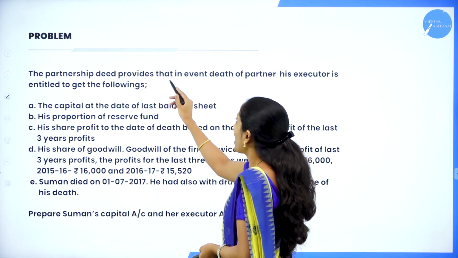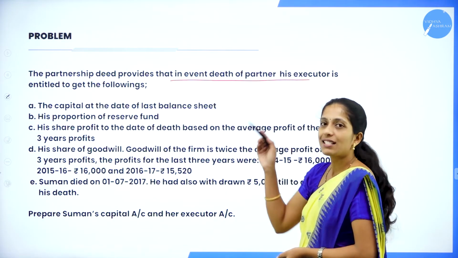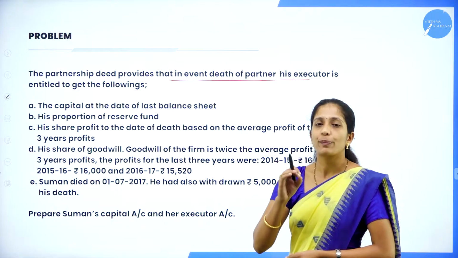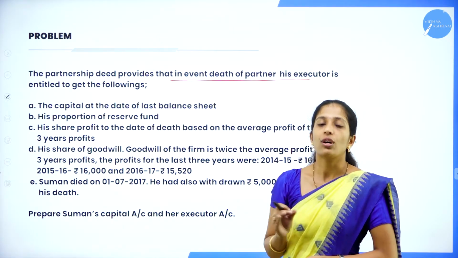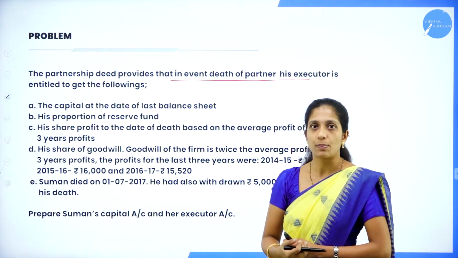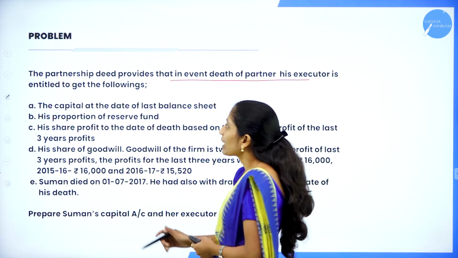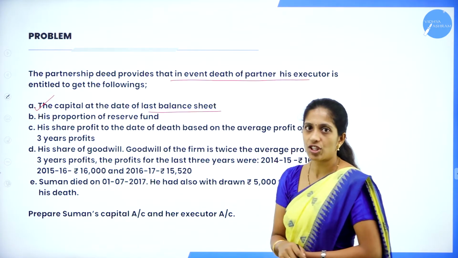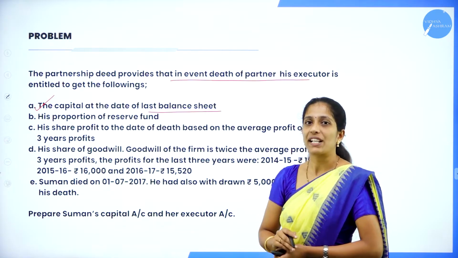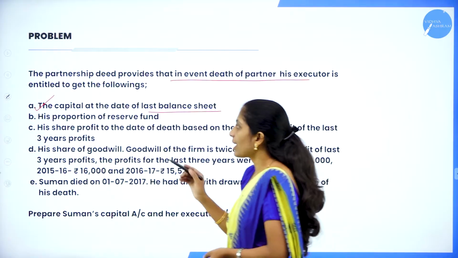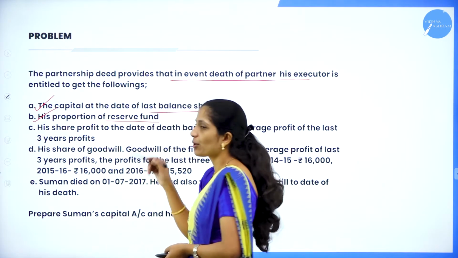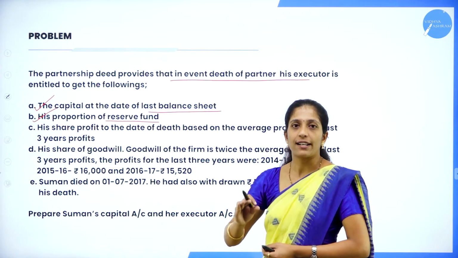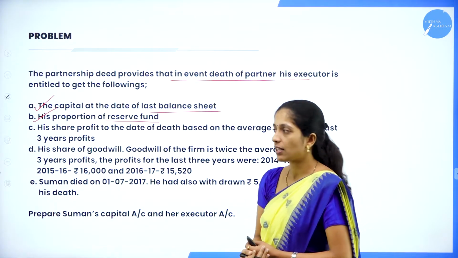The partnership deed provides that in the event of death of a partner, his executor will get the following. Suppose if any partner has died, then the partnership deed has provided certain conditions, which things have to be given to the deceased partner's executor. Now go through here. So the partnership deed tells that the capital at the date of last balance sheet has to be given. Next, his proportion of reserve fund. So suppose if there is any reserve fund in the partnership firm, the deceased partner's share of reserve fund has to be given to the deceased partner.